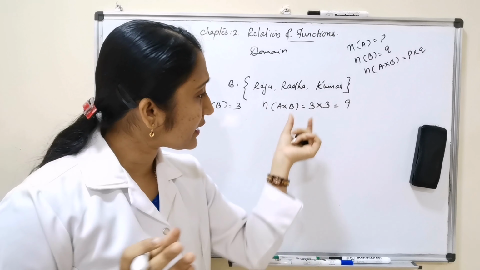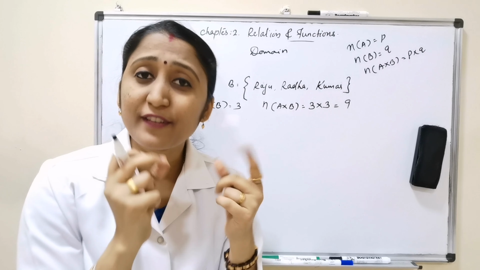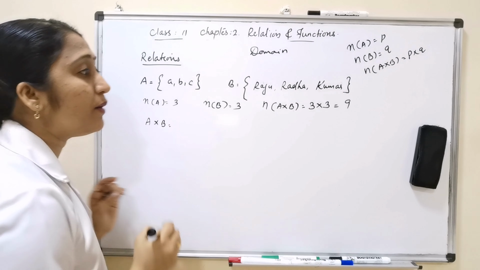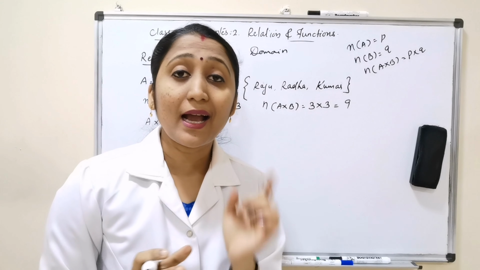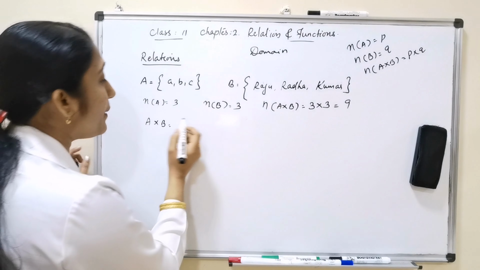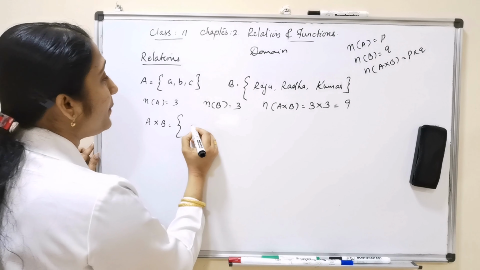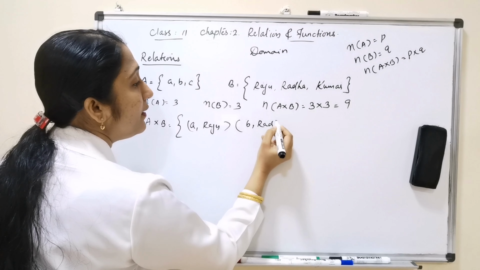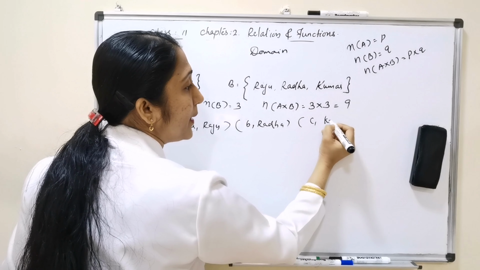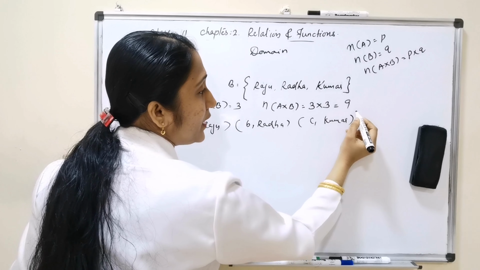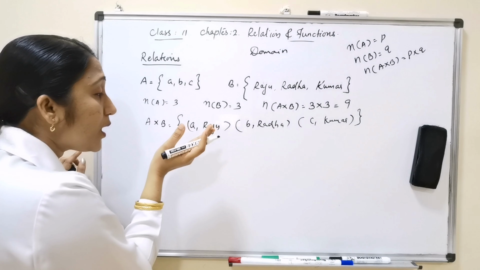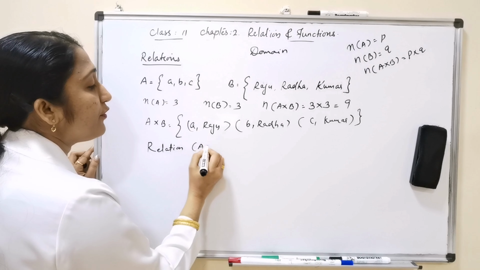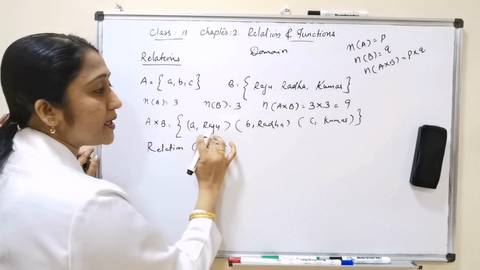From the 9 elements of the Cartesian product, I will take one subset of A cross B. So from A cross B, I will write one subset: (a, Raju), (b, Radha) and (c, Kumar). This is one subset. This subset is called a relation R, a relation on A cross B. So R is equal to this.